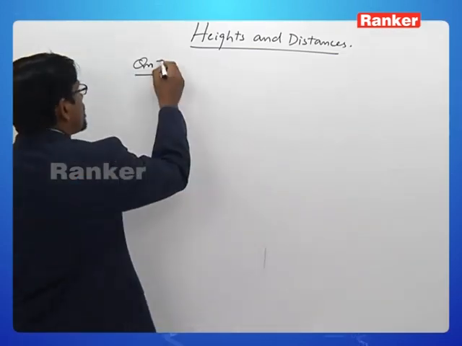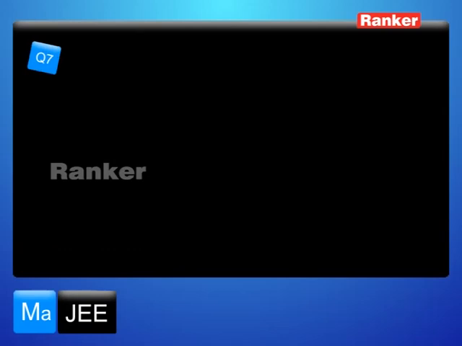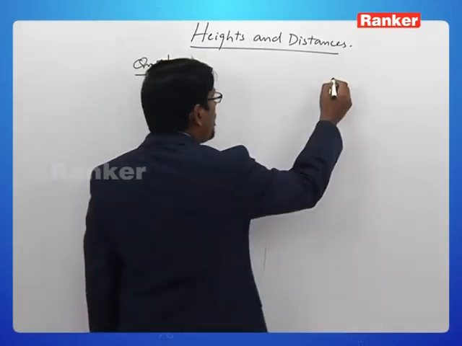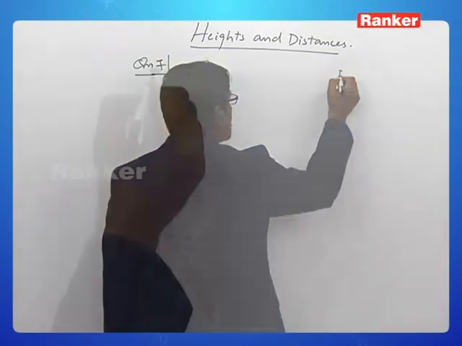Question number 7. Let's move on to the next question. A 1.5 meter tall boy is standing at some distance from a 30 meter tall building. The angle of elevation from his eyes to the top of the building increases from 30 degrees to 60 degrees as he walks towards the building. Find the distance he walked towards the building. First option 19 root 3, second option 18 root 3, third option 19 root 6, and fourth option 19 root 2. Okay, let's say this is the building.